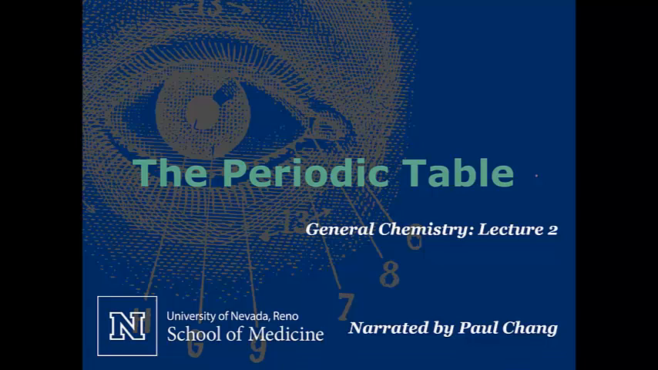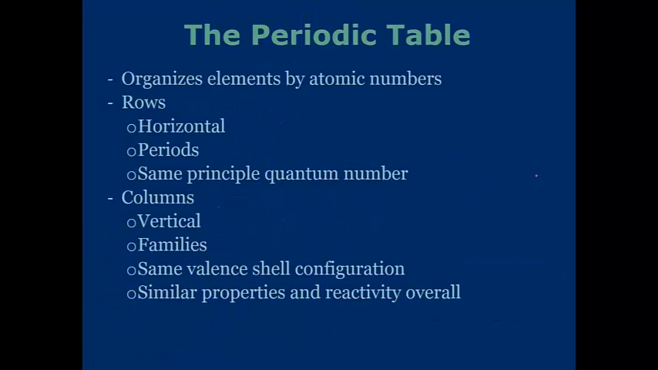In Lecture 2 of our General Chemistry module, we're going to go into the periodic table, in particular, element families and periodic trends. The periodic table is an organization of elements by atomic numbers. It's divided into rows, which are horizontal, and columns, which are vertical. Rows are also called periods, and these are organized such that they all have the same principal quantum number when they're in the same row.